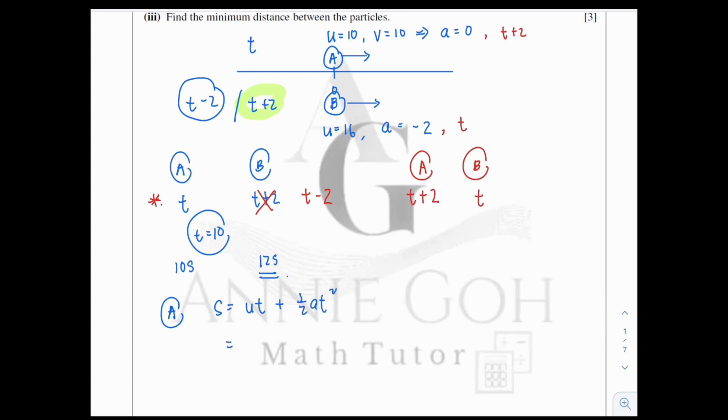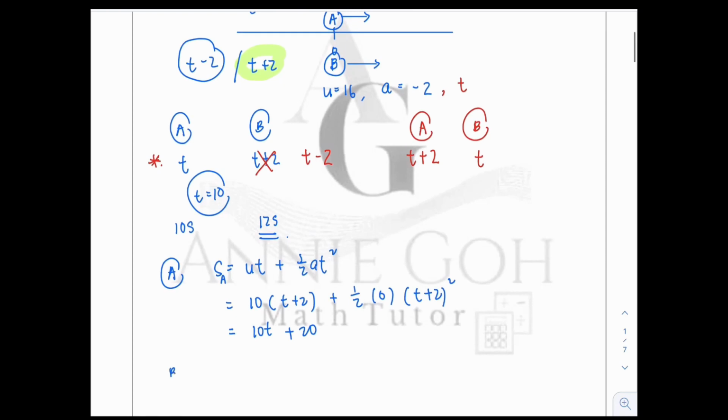What you need to do now is just to substitute in the information, where u is 10, the t is t plus 2, plus half times the acceleration, which is 0, and the time is t plus 2 squared. And hence, the expression will be 10t plus 20. That's the expression for the particle A. As for the particle B, we should use the same formula.